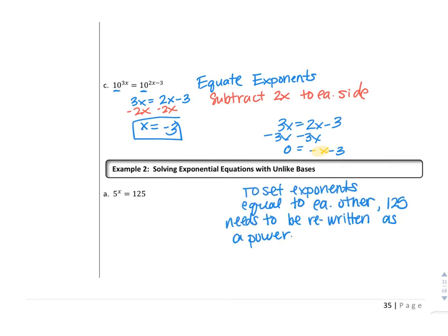Okay, so if I wanted to rewrite 125 with a base of 5, I'd have to think about 5 to the what power is going to give me 125. So in this case, I could say that 5 to the third power is 125, and then you can equate your exponents. So x would equal 3 for this one.